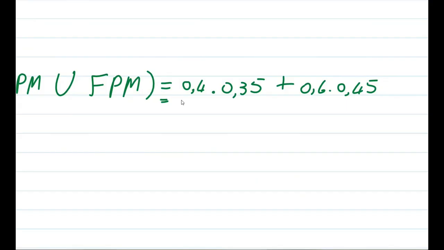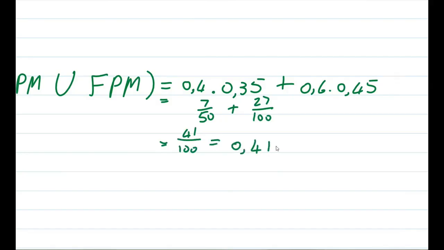Okay. So the boys is 7/50 and the girls is 27/100. 0.4 times 0.35, 7 out of 50, plus 0.6 times 0.45, which is 27/100. And what's that in total? 41/100, 0.41. Diana, that was perfect. Thank you so much. That was great.